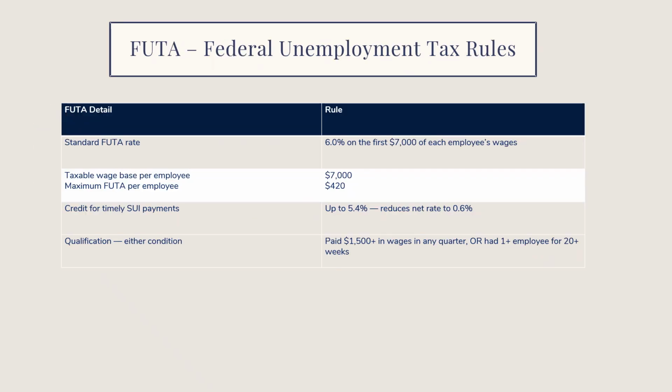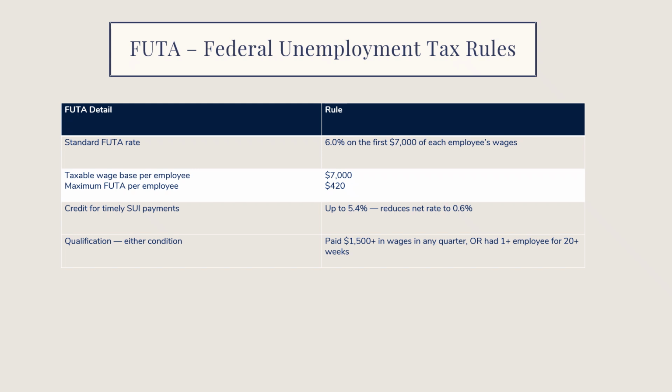This is a summary of the federal unemployment tax rules. So again, the standard FUTA rate is 6% on the first $7,000 of each employee's wages. So if it's 6% on that $7,000 for everyone, then that means every employee is going to pay a maximum of $420. And then once they hit that $7,000, you stop calculating the FUTA for them. Credit for timely SUI payments up to 5.4%, which would reduce your rate to 0.6%.